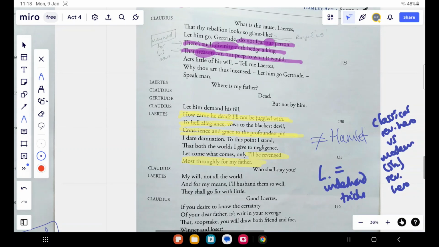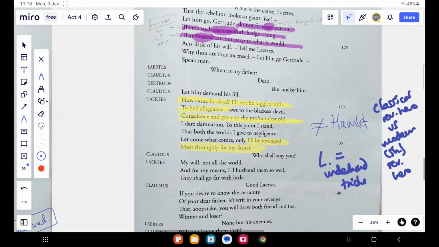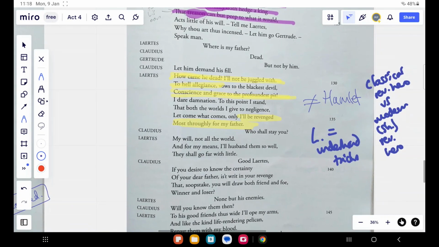Let him go, Gertrude. Do not fear our person. Use of the royal we. There's such divinity doth hedge a king, a reminder of the divine right of kings, that treason can but peep to what it would, acts little of his will. So the use of the royal we, the reminder of the divine right of kings, and the use of the word treason are all designed to put Laertes on the back foot and remind him of what he risks at this moment.